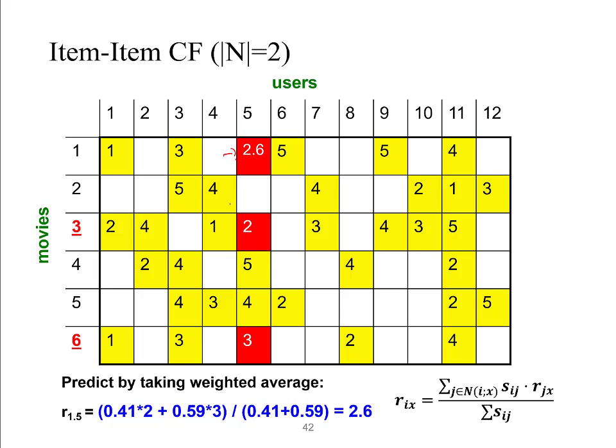So it is a weighted average of the similar movies rated by the same user. So if we compute it like this, we would get 2.6 as the final result.